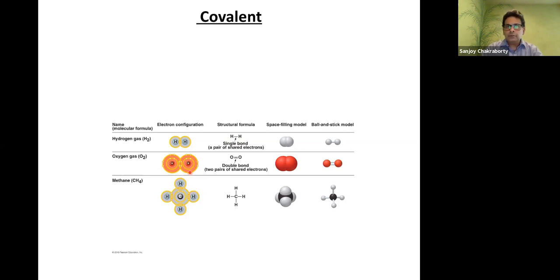Same thing happens when 2 oxygen atoms combine together. Same thing happens when 2 hydrogen atoms combine together. So if they share, they're both happy. And that sharing of electrons forms the bond called a covalent bond. So a covalent bond is a result of sharing of an electron. An ionic bond is a result of transferring an electron. So there's a big difference between the two. This is called sharing of electrons.